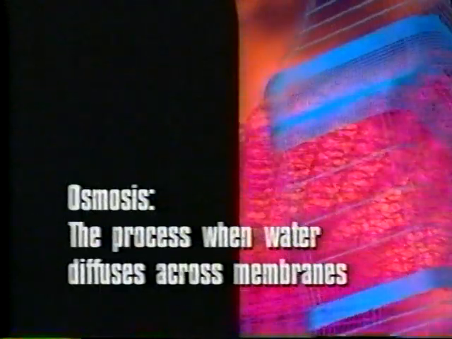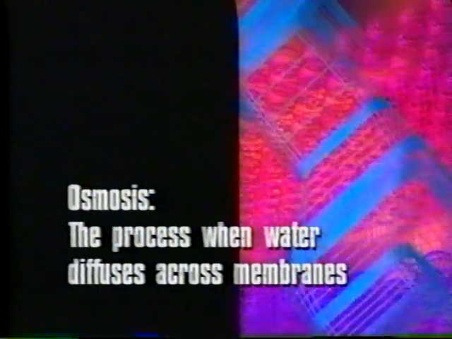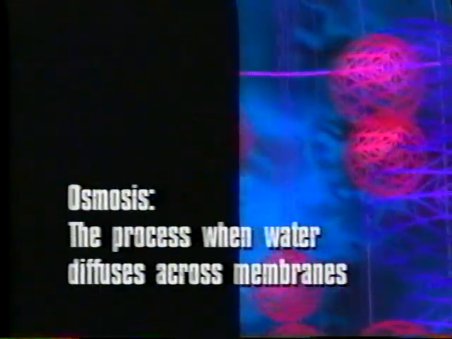When water diffuses across membranes, the process is called osmosis. Osmosis of water molecules occurs in the same way as diffusion of solute particles. The water molecules move from an area of high water concentration to an area of lower water concentration. Osmosis occurs across a membrane that is freely permeable to water, but not to solute particles.